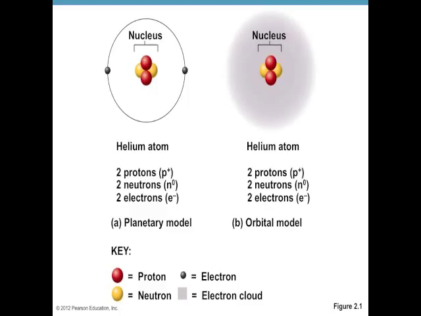One is known as the planetary model. Now, the planetary model is simple, and there's a logical reason why it's called that. Well, because it basically is very similar to the way we look at our solar system. You have the sun, and then you have these electrons orbiting around the outside of the sun, or the planets orbiting around the outside of the sun.